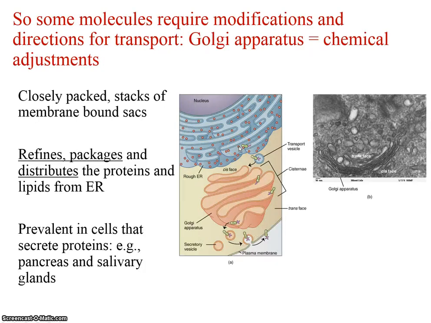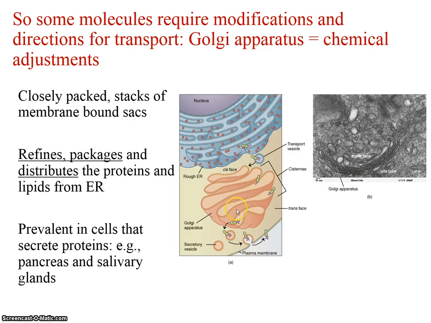Some molecules require modifications. Some of what the cell builds needs other chemistry attached to it, or signaling molecules. To get that done, it has to go to another organelle. I say the Golgi apparatus really does modifications, chemical adjustments. Here is an electron micrograph, from an electron microscope, and it looks like a stack of flattened pancakes.